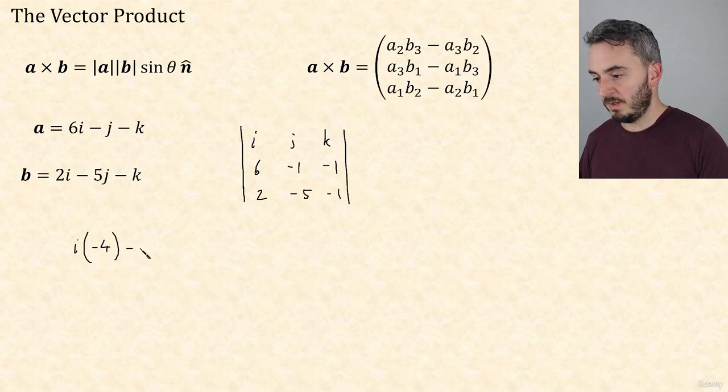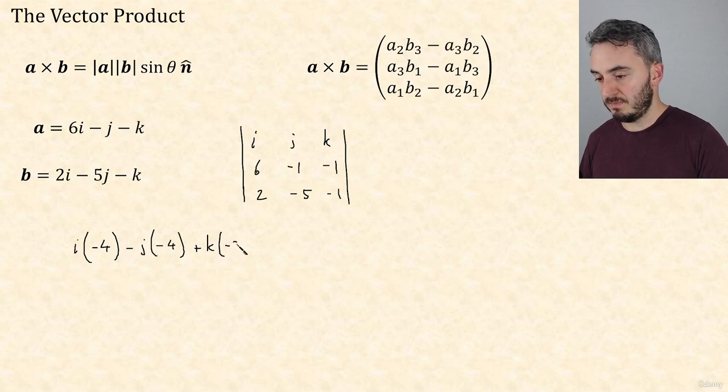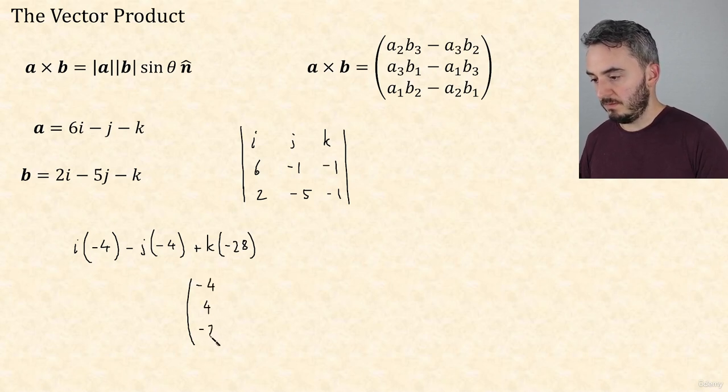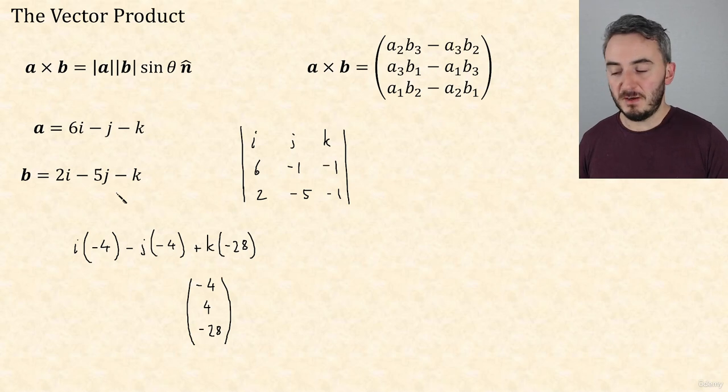A lot of minuses there. Minus J times, and then it's negative 6 minus minus 2, which is plus 2. So minus 6 plus 2 is minus 4. And then it's plus K, and it's minus 30 plus 2. So that's minus 28. So in total, that is minus 4, plus 4, minus 28. And there's our vector product of A and B, which I'll leave you to confirm is indeed perpendicular to both of these. You could do that using the dot product. So that is our vector product.